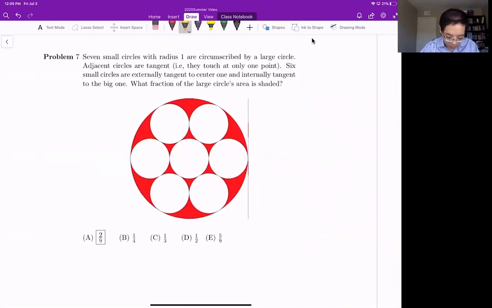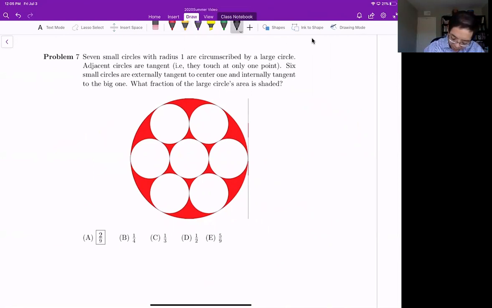So number 7 asks for the fraction of the... okay, so here we have this picture. We have a bigger circle, and then we have 7 small circles. They're tangent to each other. Tangent just means they touch at one point. And 5 of them also touch the edge of the big one. And then we have the red region. So the question is which fraction of the larger surface area is shaded?